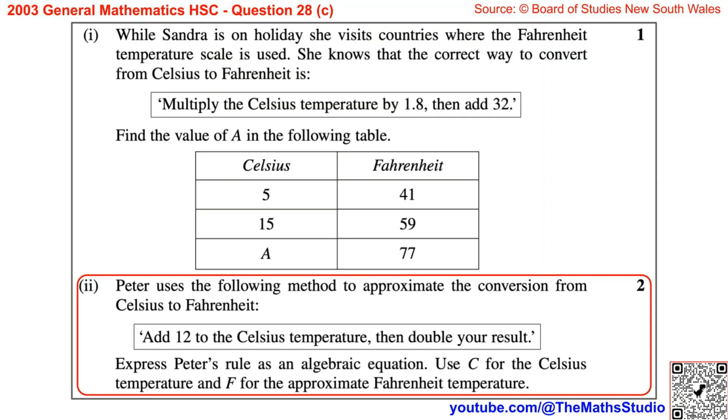Part 2. Peter uses the following method to approximate the conversion from Celsius to Fahrenheit. Add 12 to the Celsius temperature, then double your result. Express Peter's rule as an algebraic equation. Use capital C for the Celsius temperature and capital F for the approximate Fahrenheit temperature.